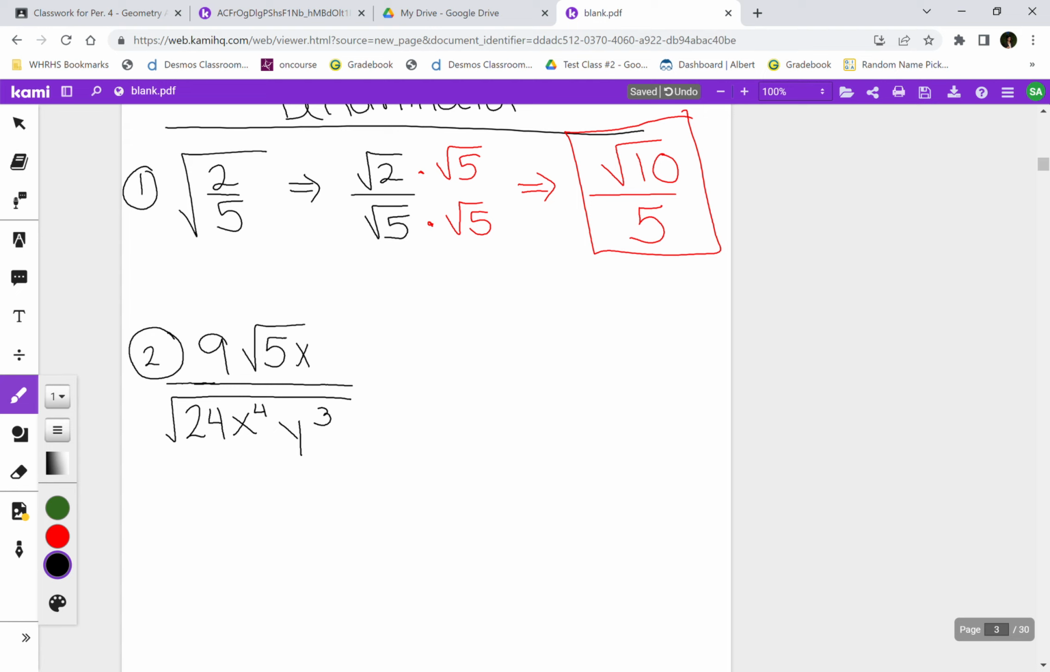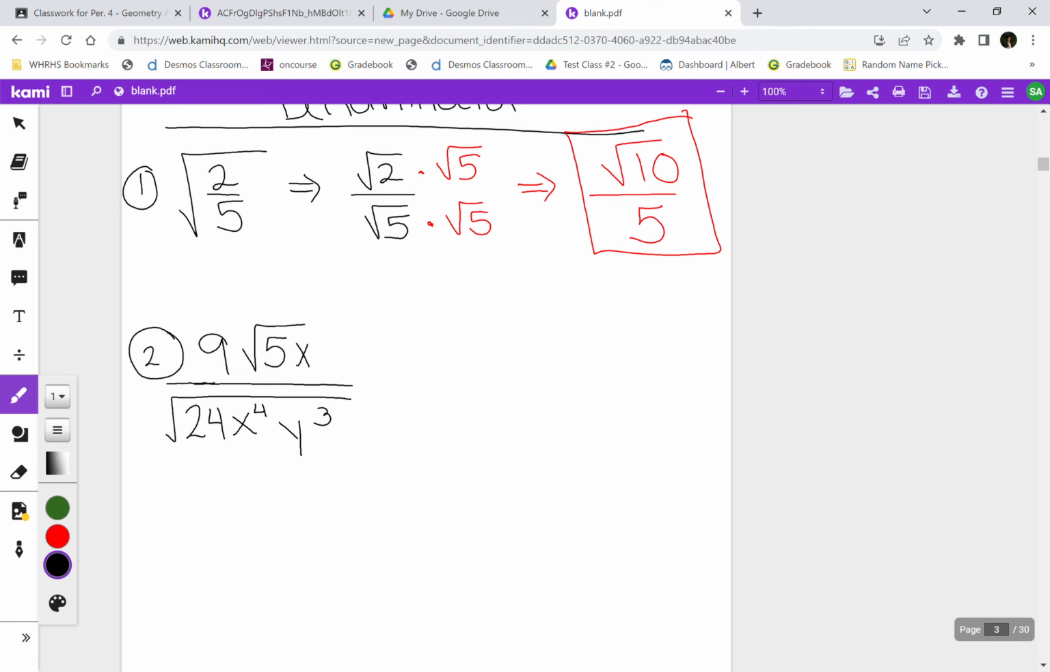Okay, so we have 9 times the root of 5x over the root of 24x to the 4th y to the 3rd. We have a few options here. There's a couple different choices of how you want to proceed, and they'll all get you the same answer. You could decide, okay, I just want to rationalize right away and multiply everything by the root of 24x to the 4th y to the 3rd. I'm dealing with slightly bigger numbers. We can simplify that denominator and then rationalize. What do you guys want to do?